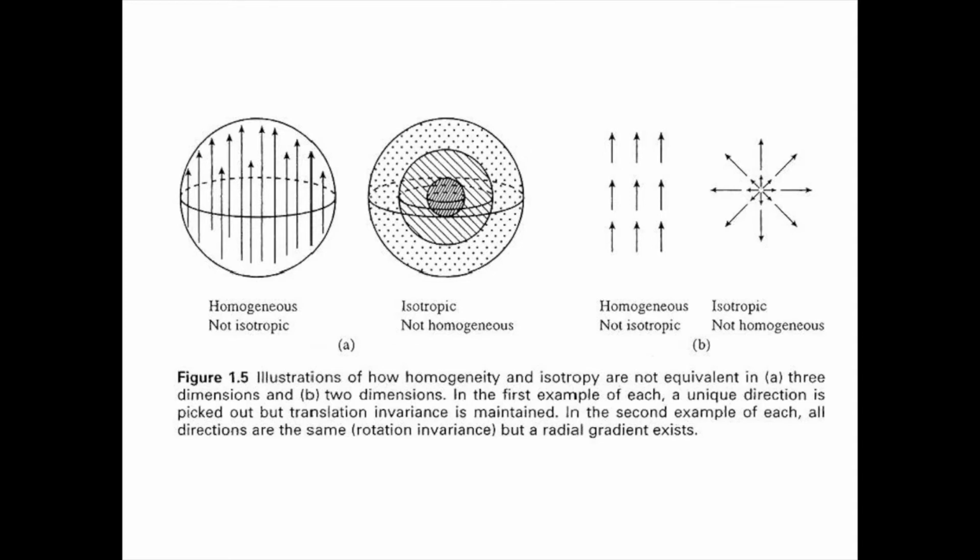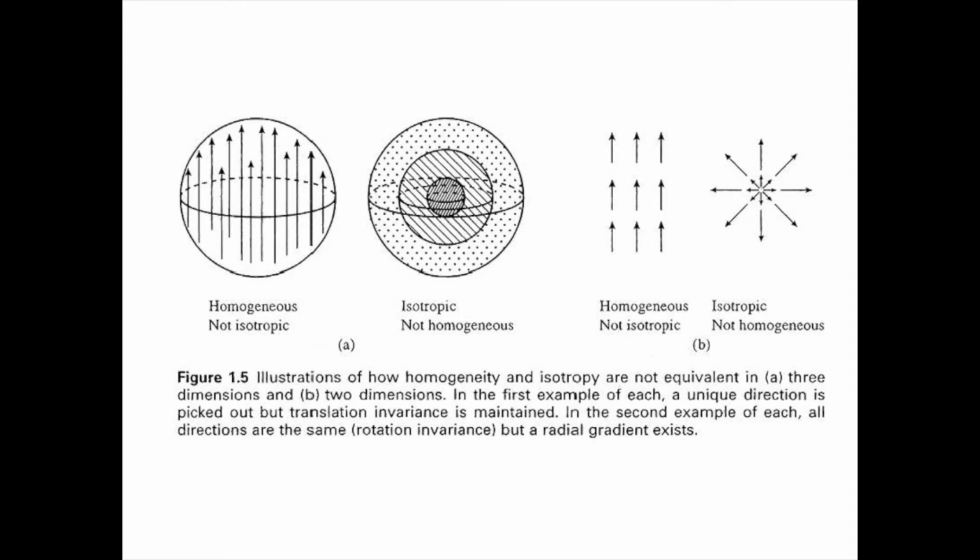If we're looking up, we see the arrows pointed one way. If we're looking down, we see them all pointing one way. And so there's a preferential direction. And isotropic means the same in all directions. So that's homogeneous. It's the same everywhere. But it's not isotropic because there's a directionality to it.